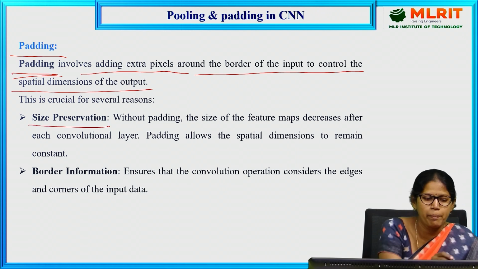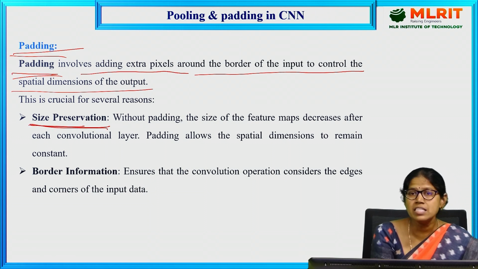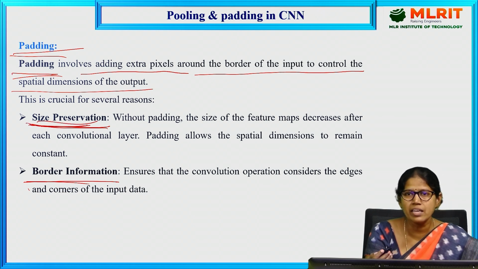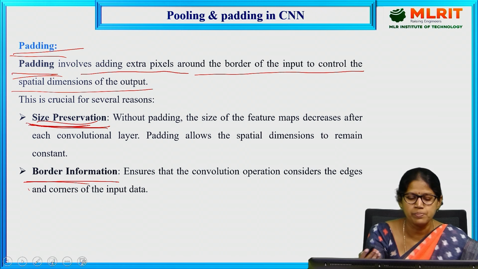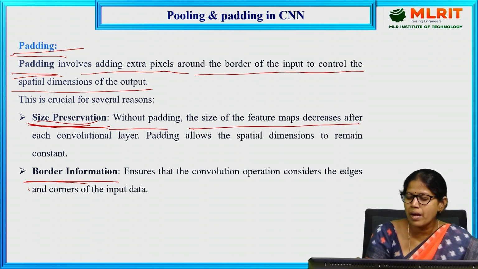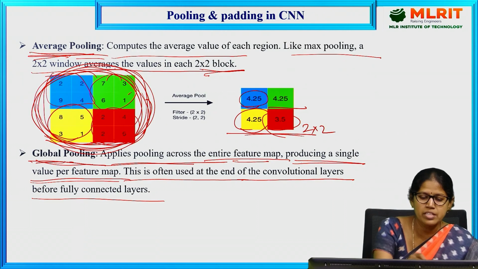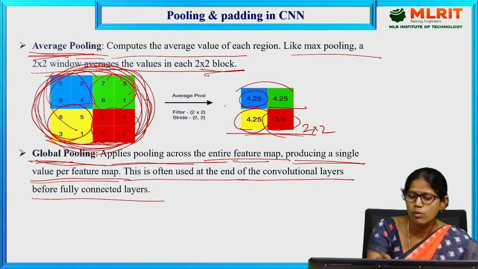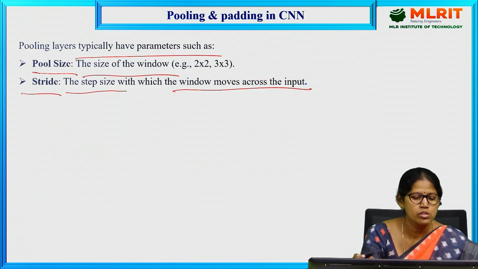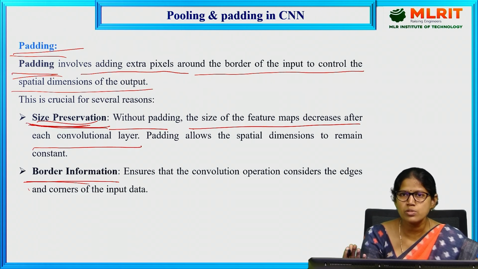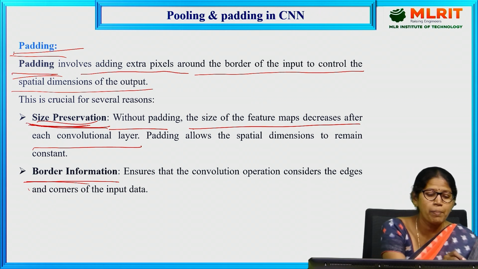Okay, let's see. Why do we use padding? The first one is size preservation, the second one is border information. So how do we preserve the size? By adding extra zeros, padding. Without padding, the size of the feature maps decreases after each convolution layer. In the previous session we saw pooling: this is the first feature map, and after performing pooling we get only 2 by 2 as the output. So it decreases the size of the feature map. To retain the original size of that feature map, we apply padding.